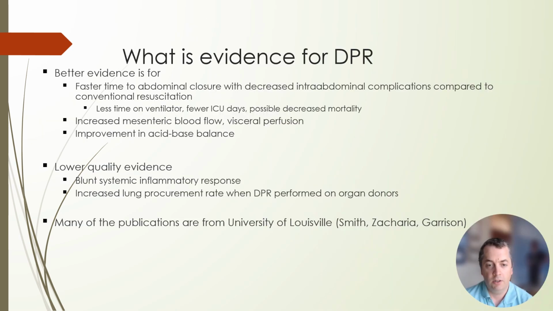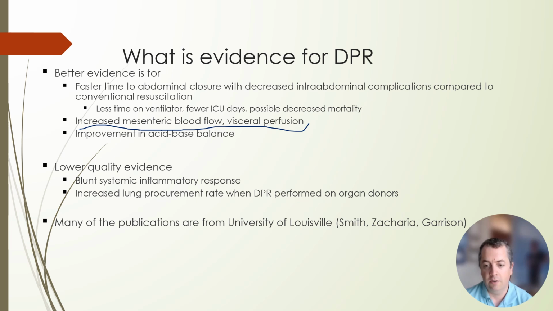What is the evidence for DPR? Why is it used? The instillation of that warm hypertonic fluid into the abdomen seems to increase mesenteric blood flow. That's one of the few techniques in this lecture that does that. Everything else seems to decrease splanchnic perfusion as a cost of maintaining mean arterial pressure. There is evidence that this can also decrease visceral edema and lead to a faster time to abdominal wall closure with a decreased rate of intra-abdominal complications, less time on the ventilator, and fewer ICU days. There was some lower quality evidence that it may blunt the systemic inflammatory response, as well as increase lung procurement rate when used for organ donors.